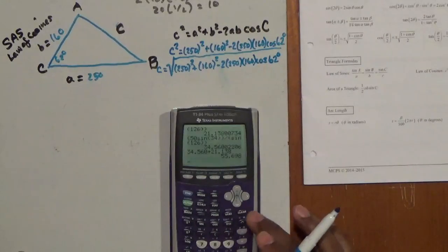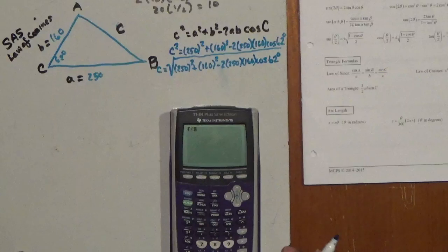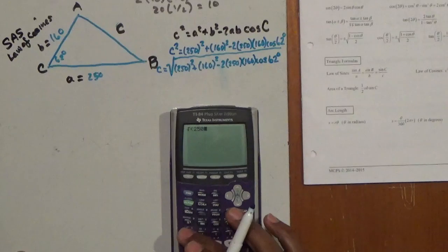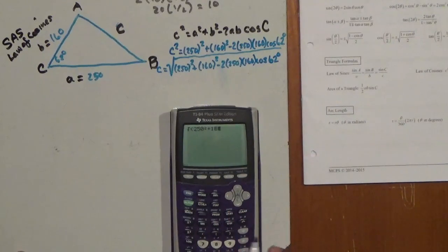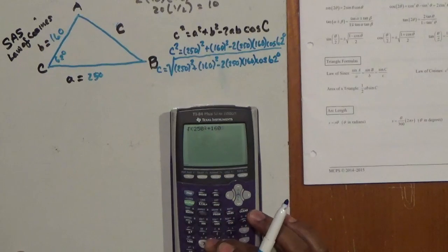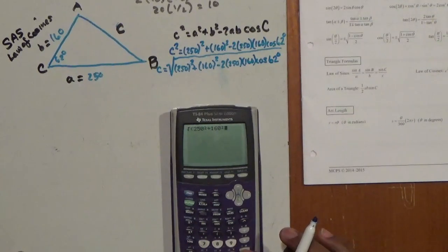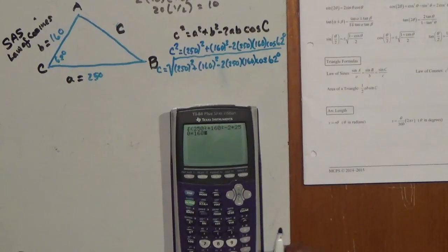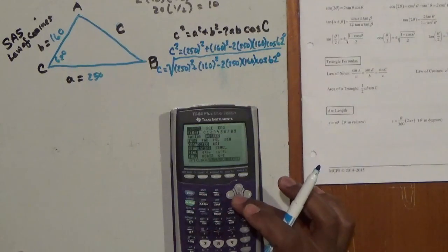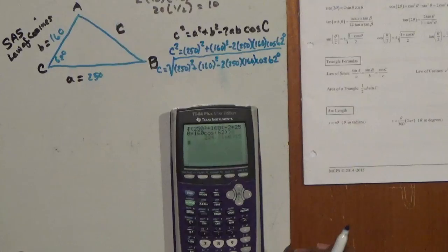So we say the square root of 250 squared plus 160 squared minus 2 times 250 times 160 cosine 62, close, and close the whole thing. I want to make sure I'm in degrees. I'm in degrees. Hit enter.